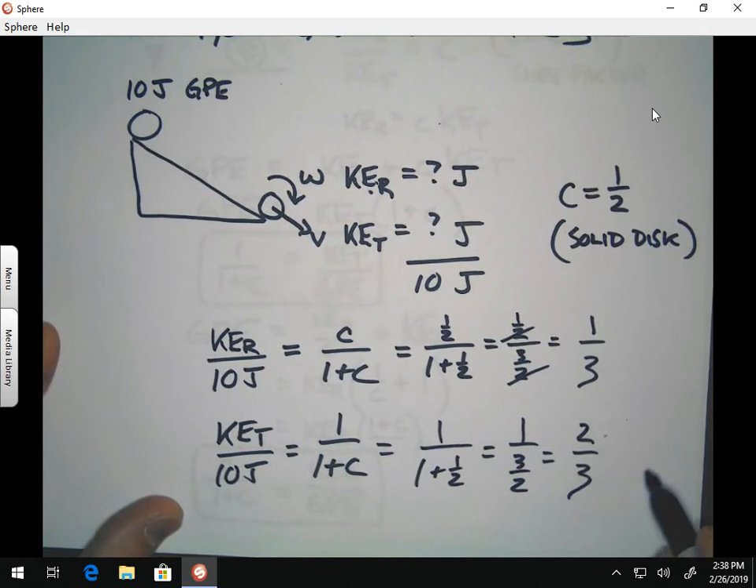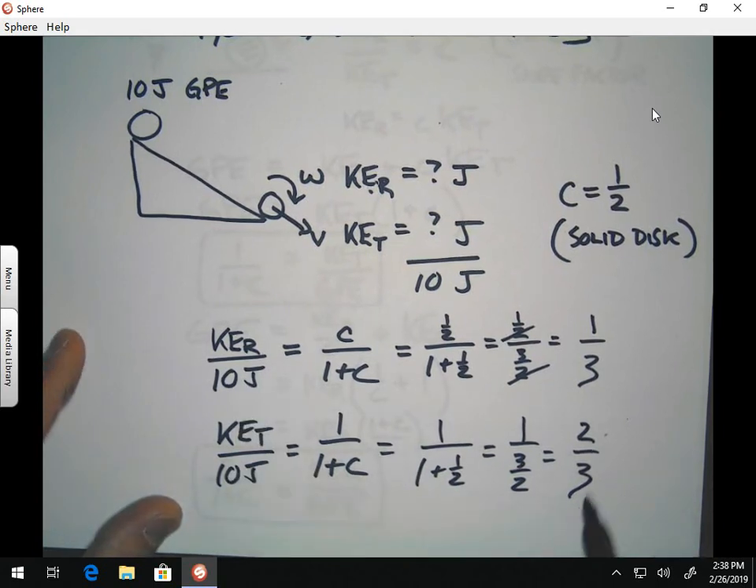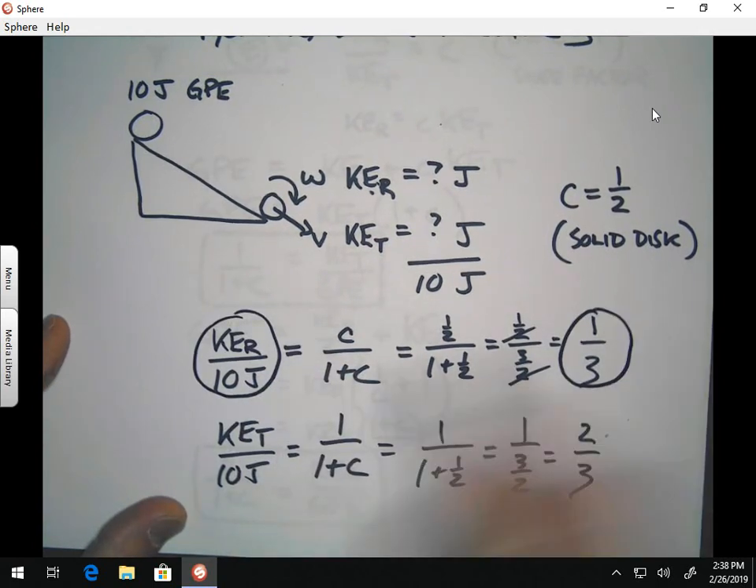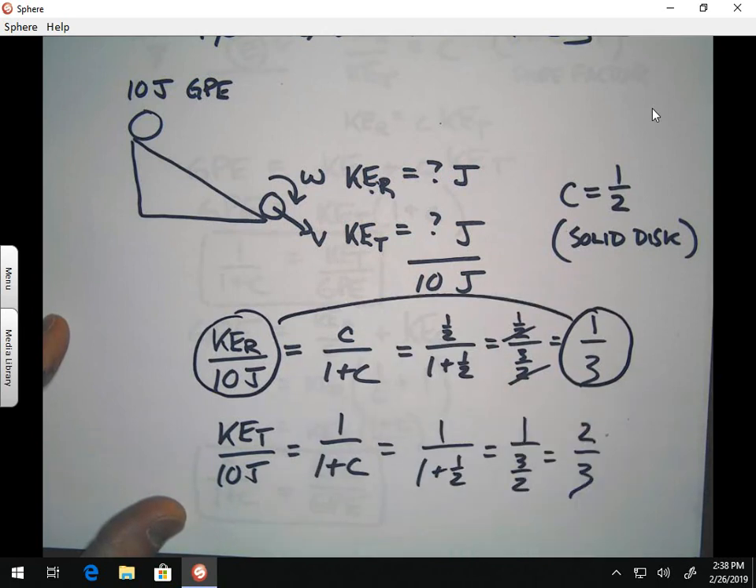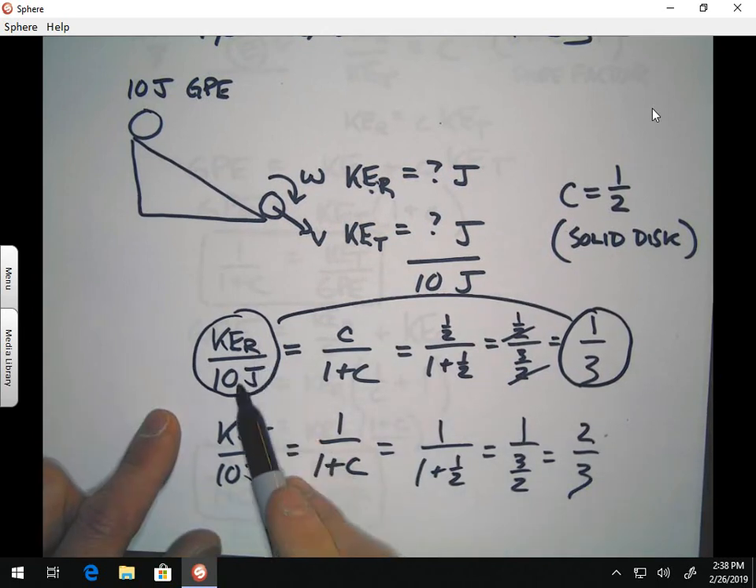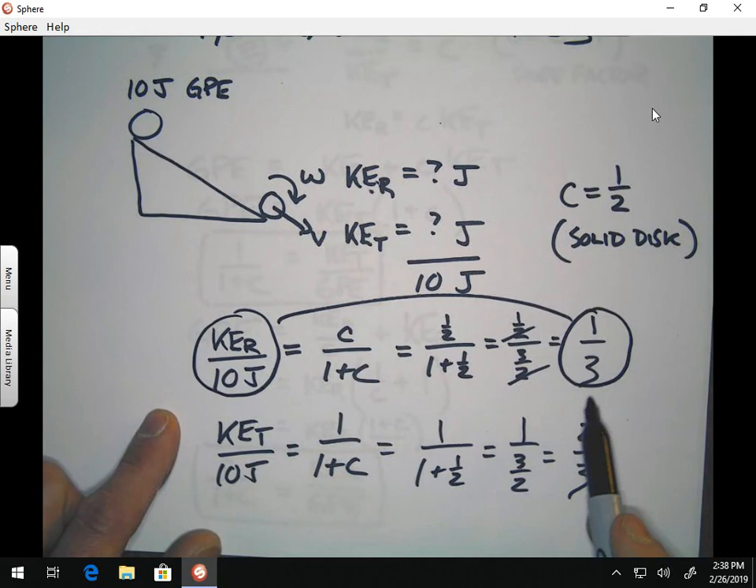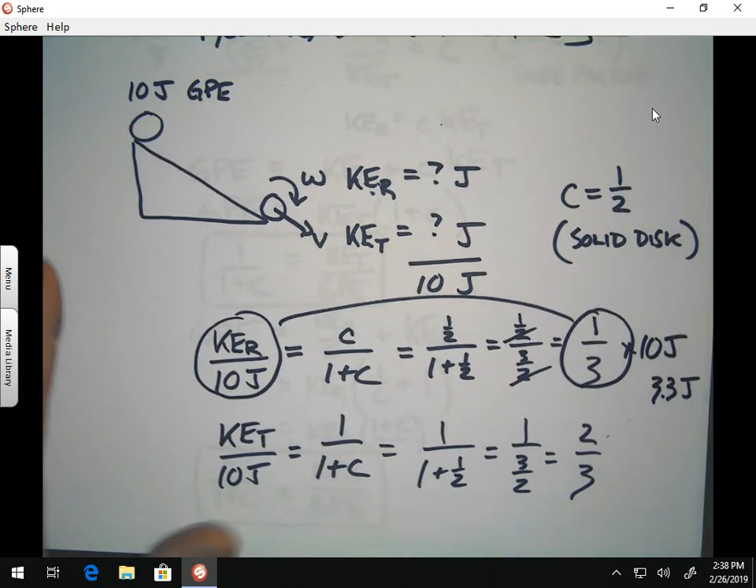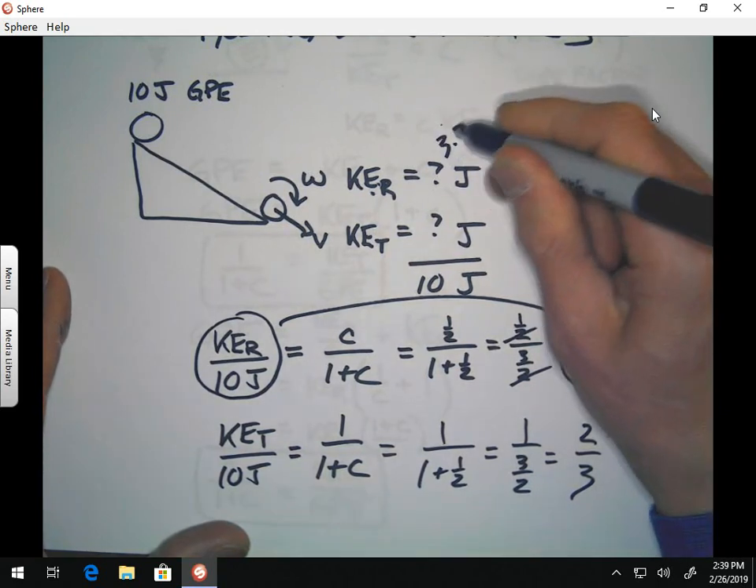And the fractions have to add up to the whole in this case. So how much energy are we going to have here, right? How much rotational kinetic energy are we going to have if rotation over 10 is 1/3? And the answer is if you take that 10 and move it over here, you're going to have about 3.3 joules of rotational kinetic energy. So our answer for this is 3.3 joules.